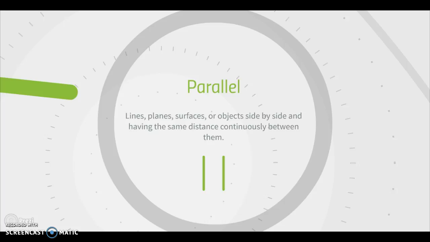Another basic attribute of geometric shapes is parallel lines. Parallel refers to any lines, planes, surfaces, or objects that are side by side and have the same distance continuously between them. Parallel lines, if continued on into infinity, would never touch one another. If we extend the lines on the screen all the way out to infinity, we can see that this is true, so they must be parallel lines.